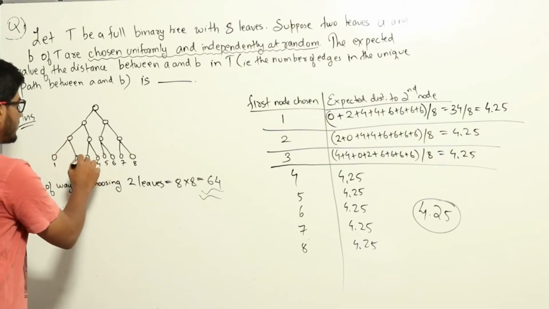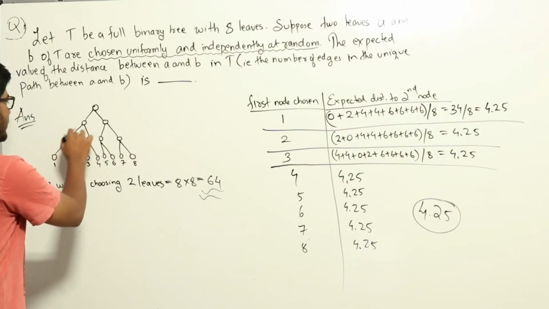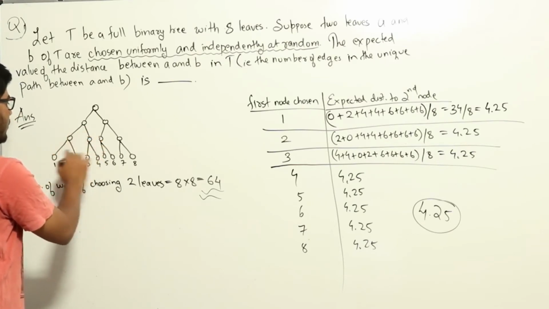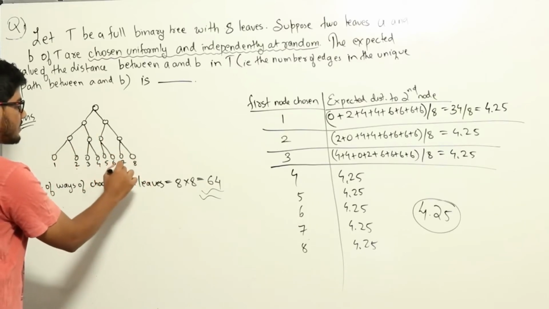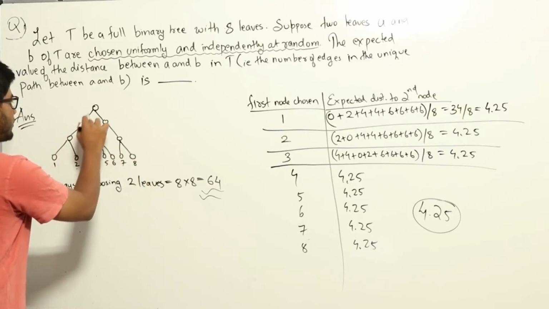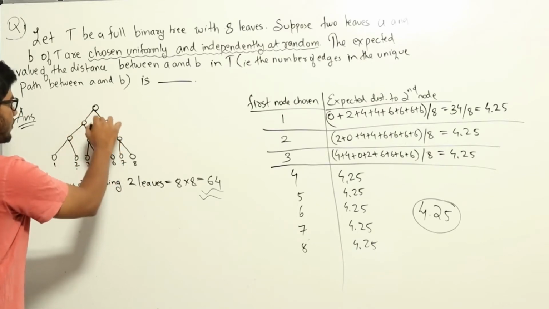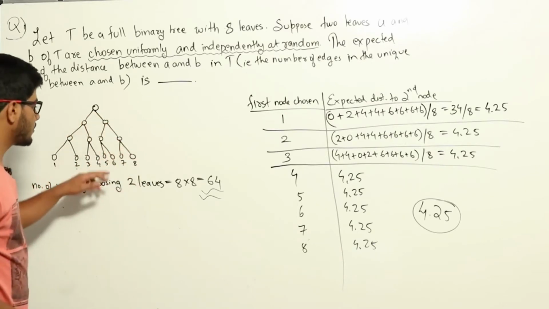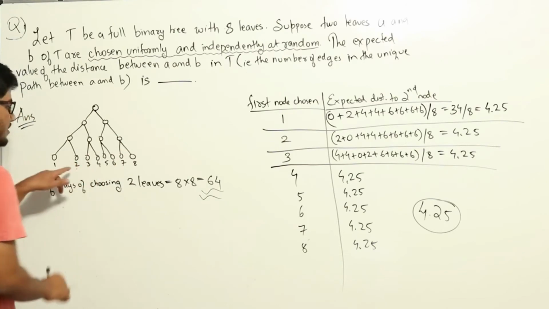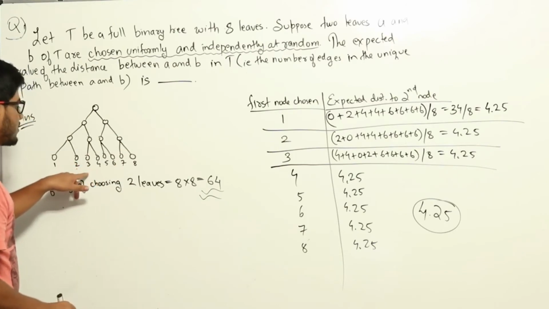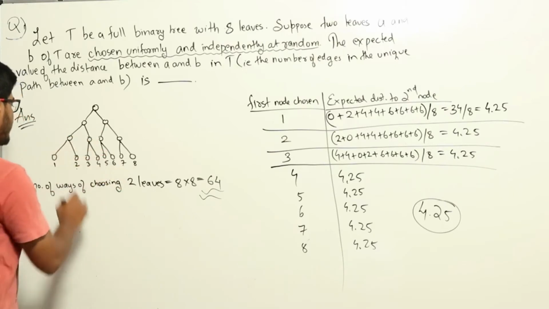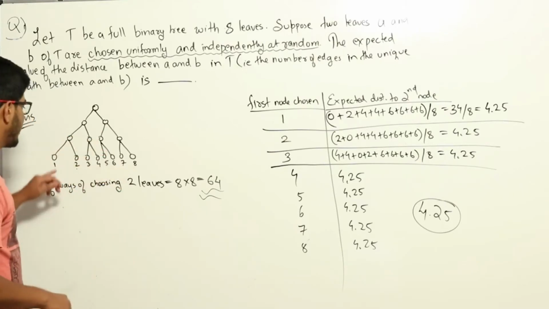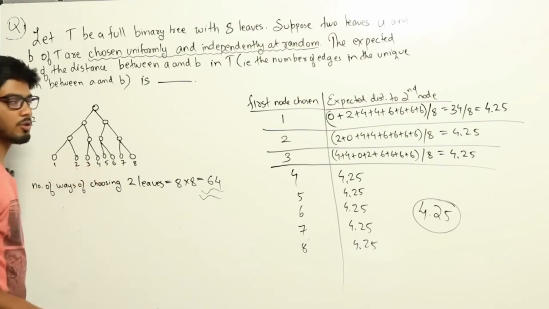And if the second node is 3 or 4, the distance will be 1, 2, 3, 4. If the second node is 5, 6, 7 or 8, the distance will be 1, 2, 3, 4, 5, 6. So if I am choosing this node, the distance will be 2. If I am choosing any of these nodes, the distance will be 4. If I am choosing any of these nodes, the distance will be 6. If I am choosing one only, the distance will be 0. And all of these are equiprobable.